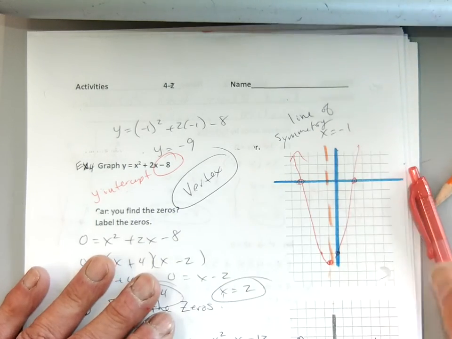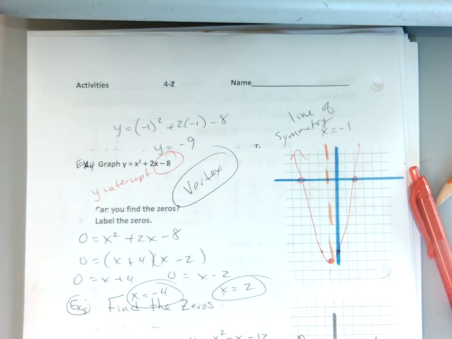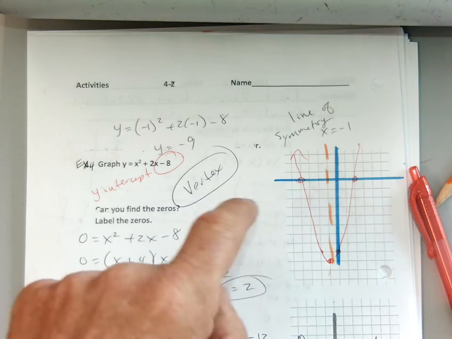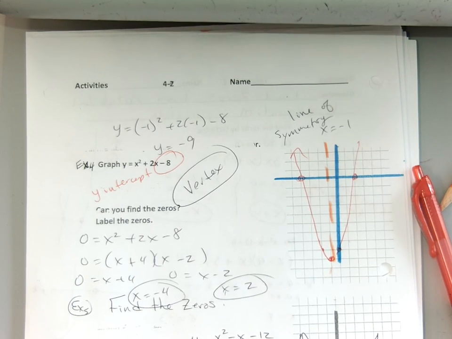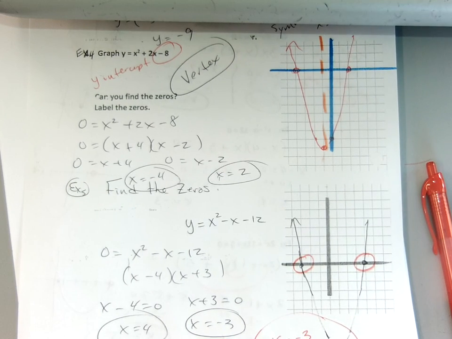How's that? What do you think? The idea is to put it all together. So zeros are x-intercepts. You got it? Thumbs up. Zeros are x-intercepts. That's all we've got to know today. Zeros are x-intercepts.